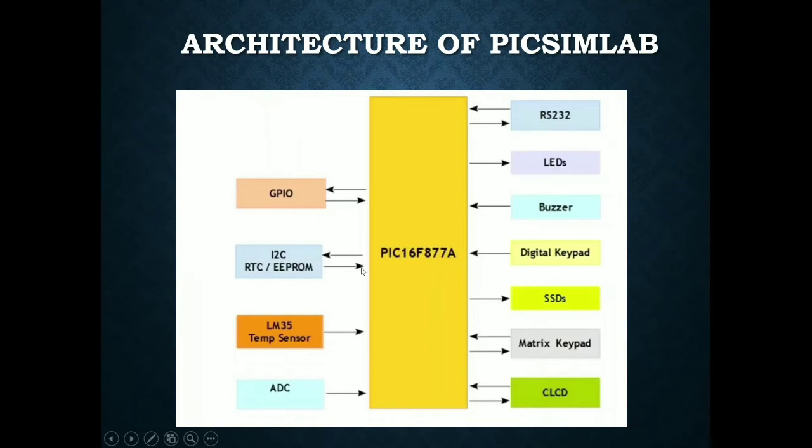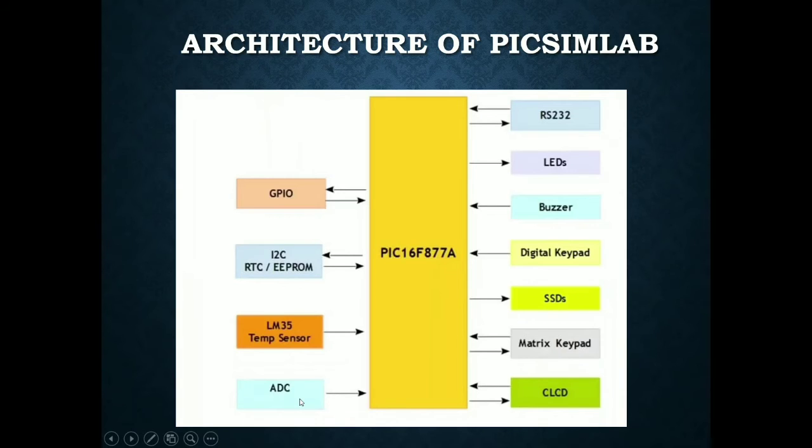So PICSimLab provides us with a mid-range PIC microcontroller, the 16F877A, which has an operating frequency of 20 MHz. It consists of an RS-232 connection, that is a UART connection for serial communication purposes. It has 16 LEDs, one buzzer, a digital keypad, solid state drives, and a matrix keypad which is used to take inputs. Then it has a character liquid crystal display which is used to display the data.